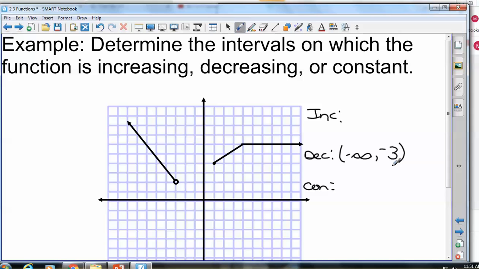Okay, my graph picks up again when x is 1, and at that point it is increasing from 1 until 4. And then starting at 4, my graph is constant and it keeps going, so from 4 to infinity.